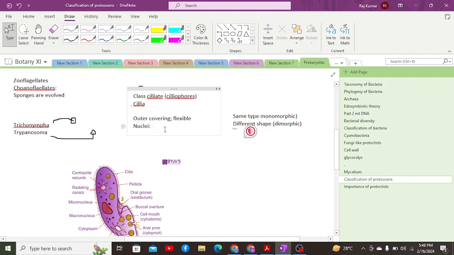Now here, the two types of nuclei are the meganucleus and the micronucleus. Micronuclei lie in number from 1 to 80. In Paramecium, there is only one meganucleus. The meganucleus is responsible for controlling growth and metabolism, and micronuclei are involved in sexual reproduction.